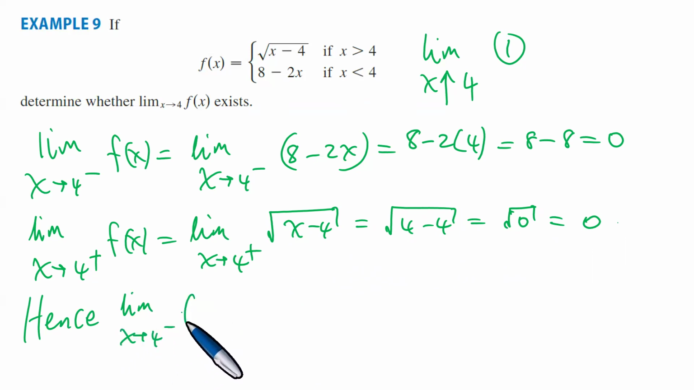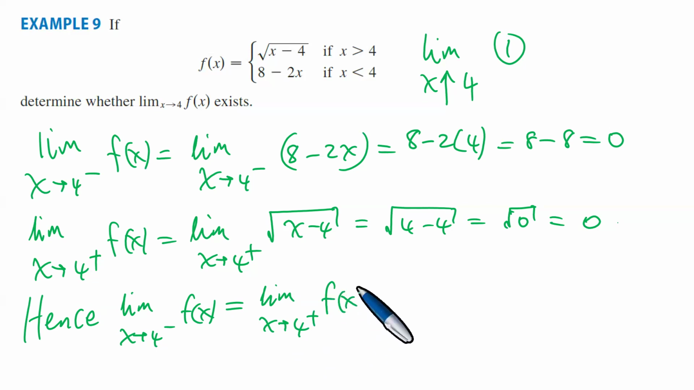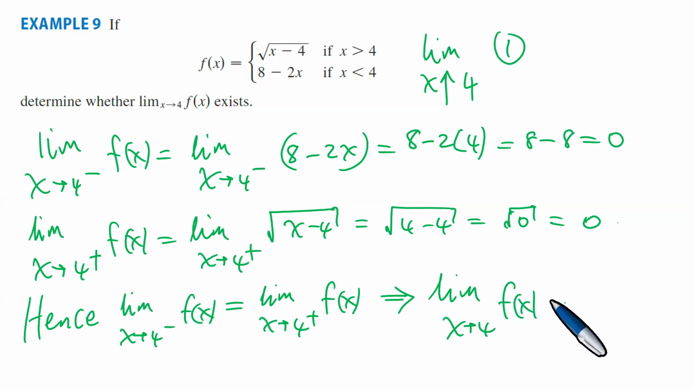The limit as x approaches 4 from the left of f of x is actually equal to the limit as x approaches 4 from the right of f of x, which therefore implies that the limit as x approaches 4 of f of x is equal to what? It's equal to 0.